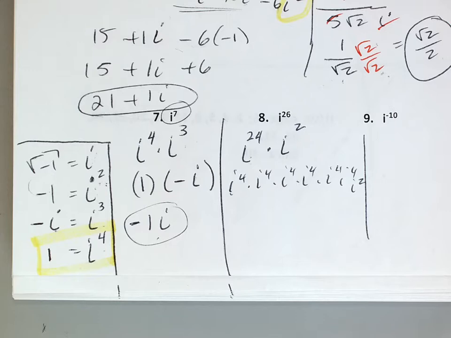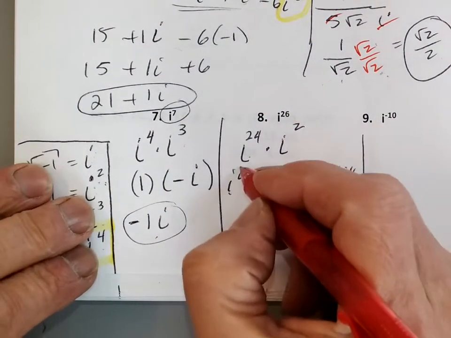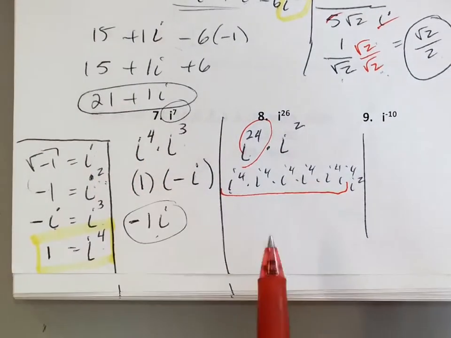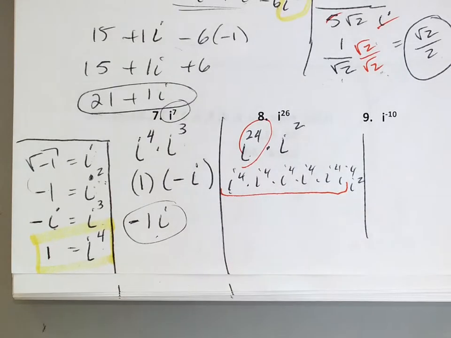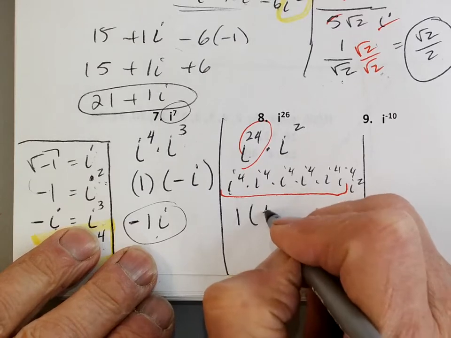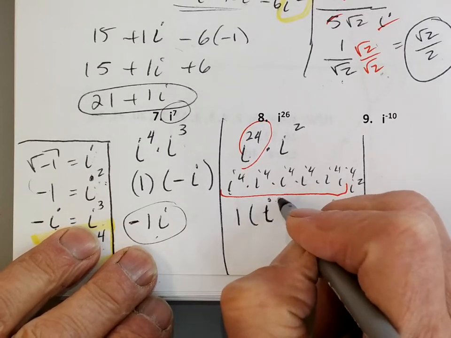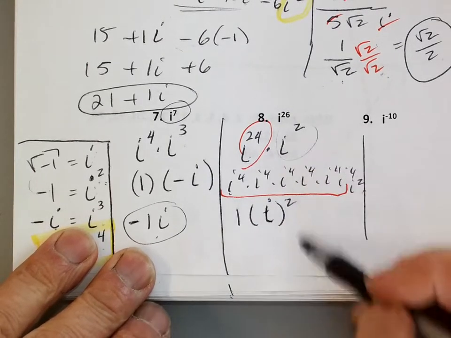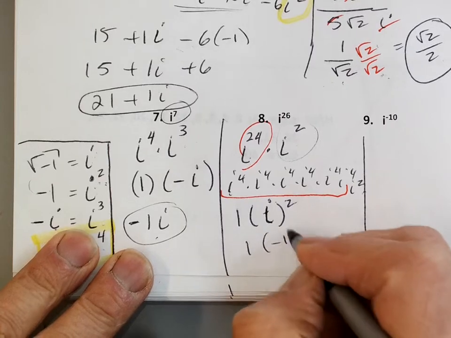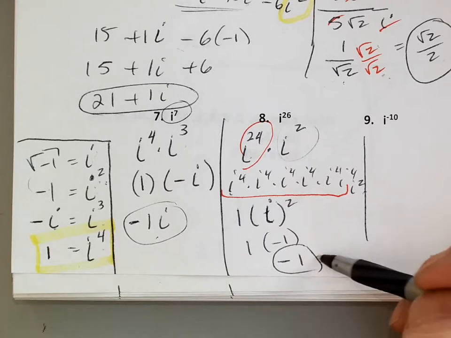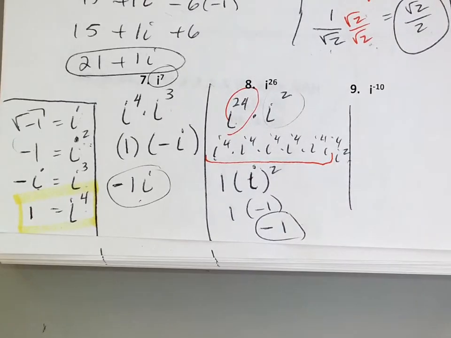So I'm looking for a multiple of 4. A multiple of 4. So this, which is all of these, is 1. We get 1 times 1 times 1 times 1 times 1 times 1. So I get 1 times i squared. i squared makes 1 times negative 1, which is a negative 1. So if we were to simplify i to the 26th, it's really just negative 1.